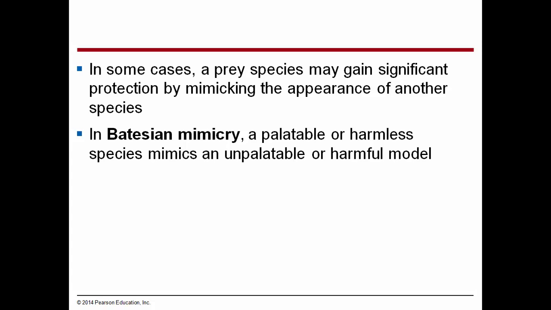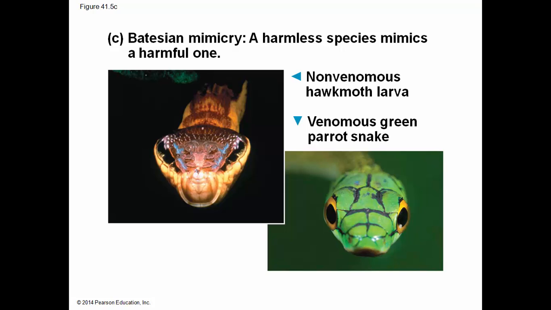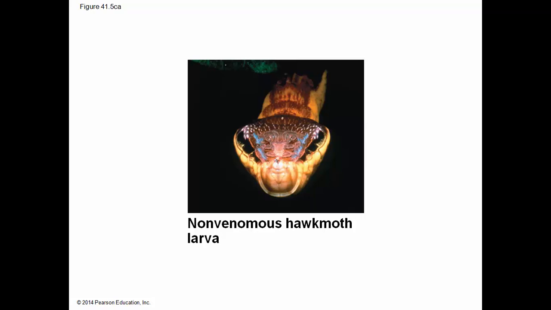In some cases, a prey species may gain significant protection by mimicking the appearance of another species. In Batesian mimicry, a palatable or harmless species mimics an unpalatable or harmful one. Okay, so that is Batesian mimicry. That's our caterpillar that looks like a snake. Batesian mimicry is when a harmless species mimics a harmful one. Just like those little sweat bees that look like bees, but they're not bees. They just look like them. That's Batesian mimicry. These are the non-venomous hawk moth larvae.